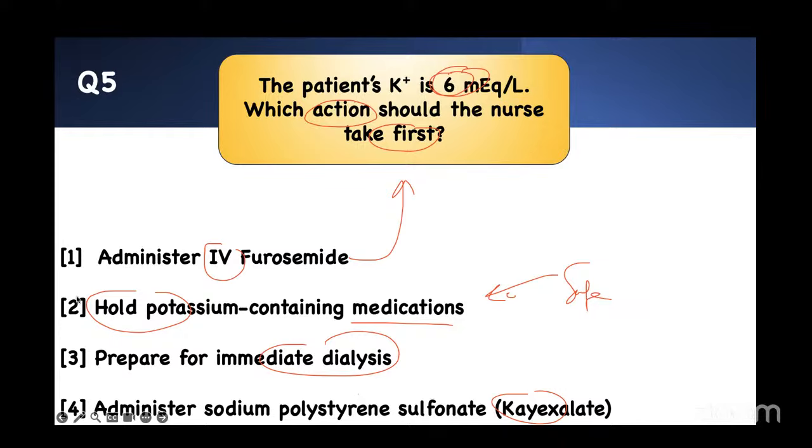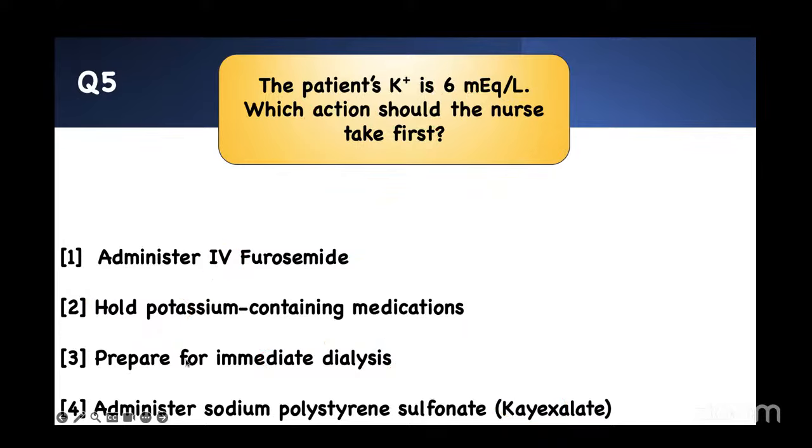Furosemide will even work faster than polystyrene sulfate. I know you know that you can use, number one, furosemide to lower your potassium. I know you know that you can use sodium polystyrene sulfate to lower your potassium, but those are not priority. The priority is to hold any more potassium. Don't give this patient any more potassium. Otherwise, your potassium is going to go up.